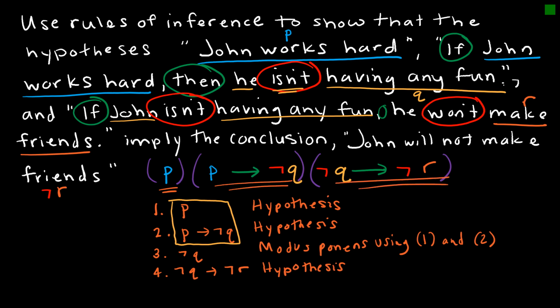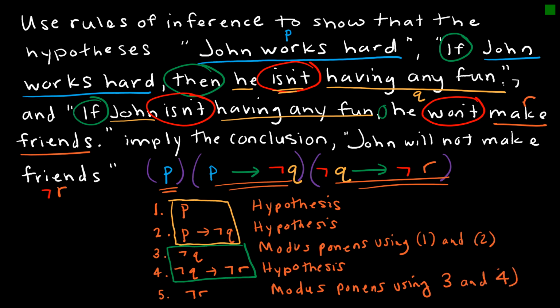Now what can I say here? Again, using these two statements, I have if not Q, then not R, and then we are given not Q, therefore I can say not R, and I can say that again using modus ponens, using 3 and 4. So now I have used my hypotheses to arrive at the conclusion that I wanted, which was not R.